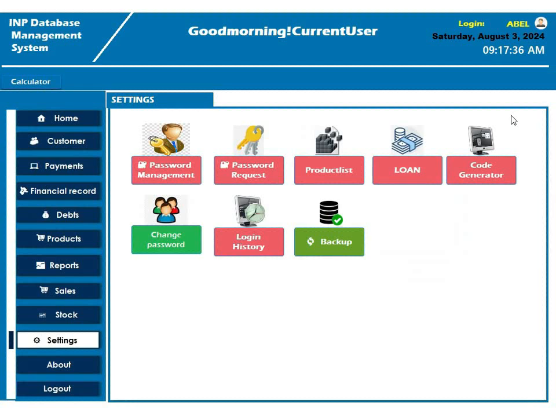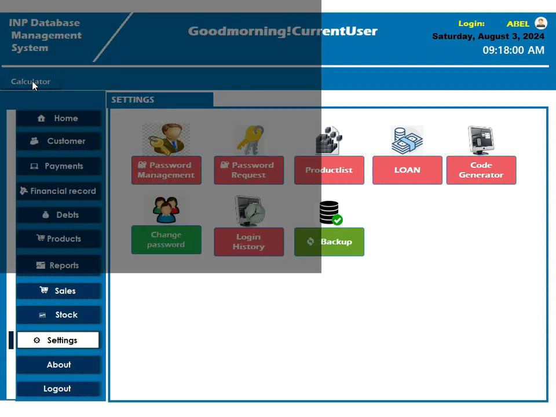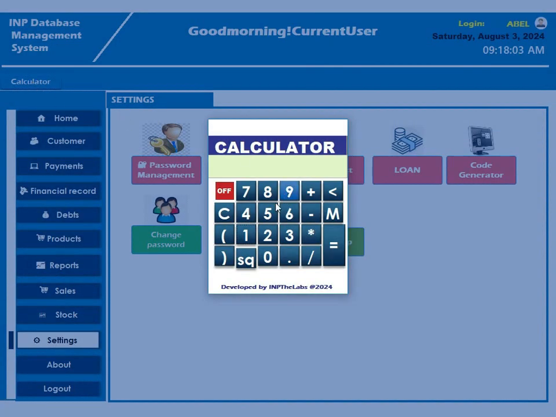So we are inside the database system. We'll discuss several features in this database. So let's start with a calculator. There is a calculator inside the database which can be used to calculate some transactions, maybe when you are transacting with customers. So this is a calculator which you have to use.